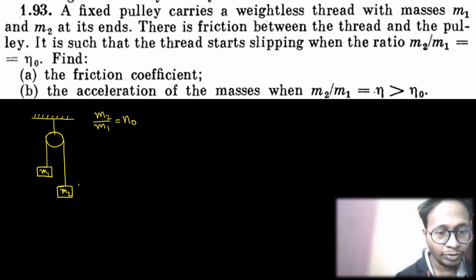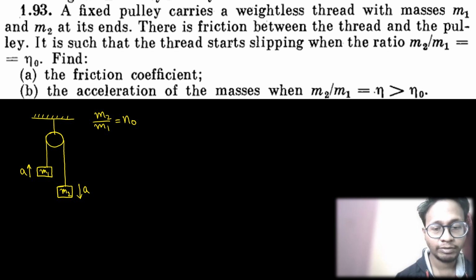Now if m2 is accelerating down with a, m1 would accelerate up with a. Why? Constant motion. The length of the string is constant. So if this is accelerating with a downward, this will accelerate with a upward.